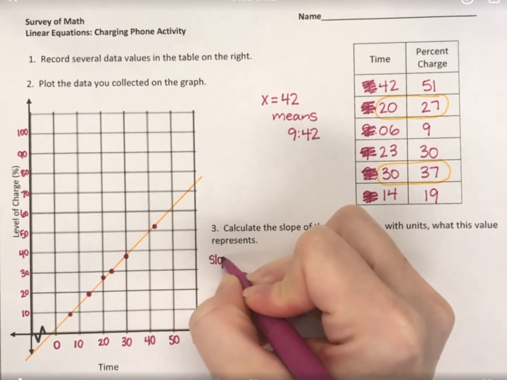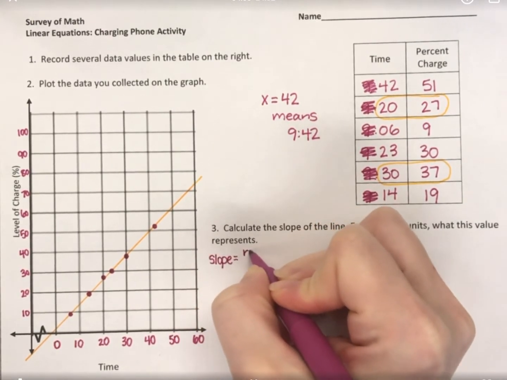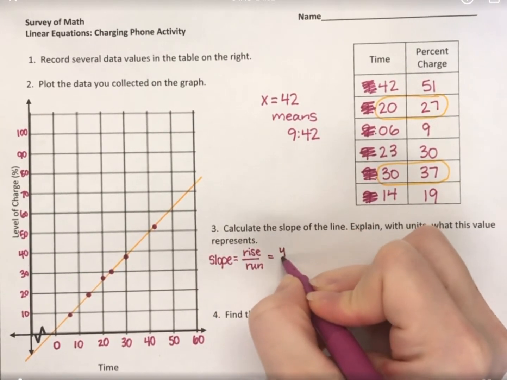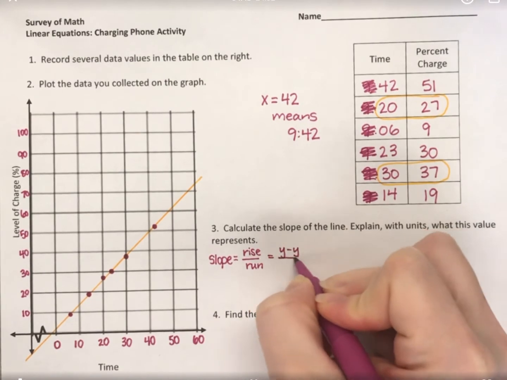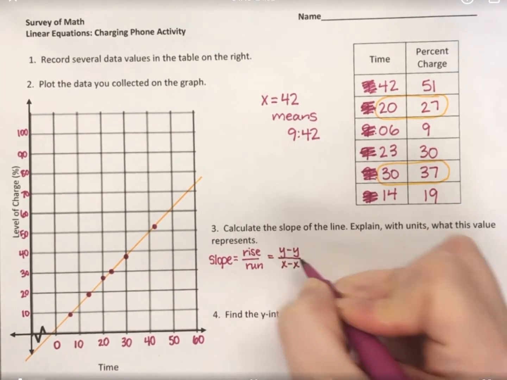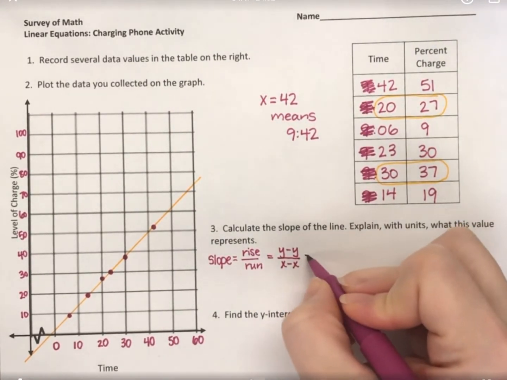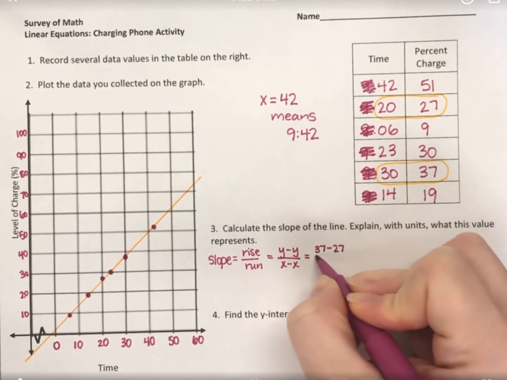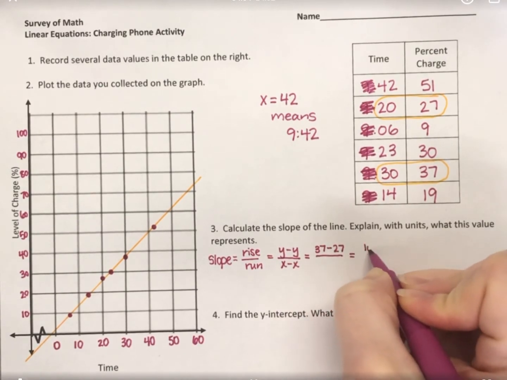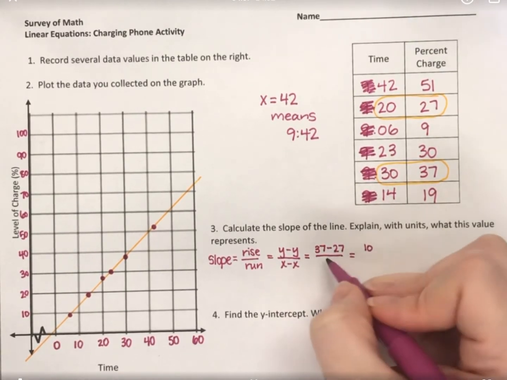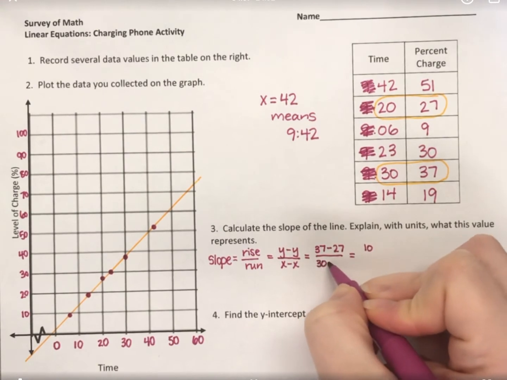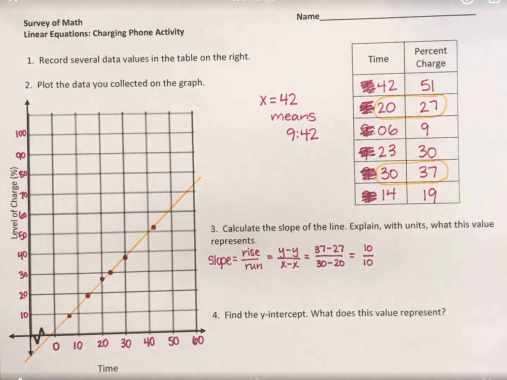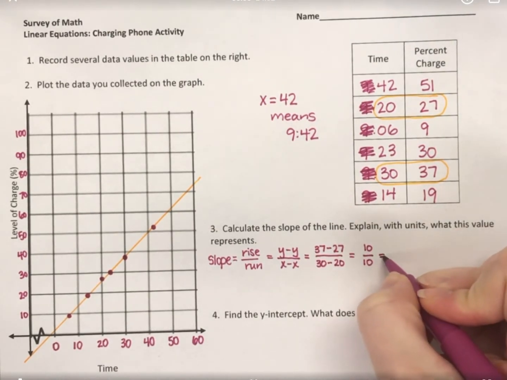So we know that slope is rise over run. And rise is calculated by subtracting the y's. And run is calculated by subtracting the x's. So it looks like my rise, I went from 27 to 37, so my rise was 10%. And my run, it went from 20 minutes to 30 minutes. So that was 10 minutes. So we got ourselves a slope of 1.